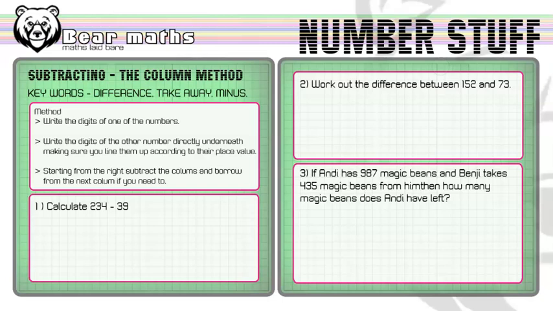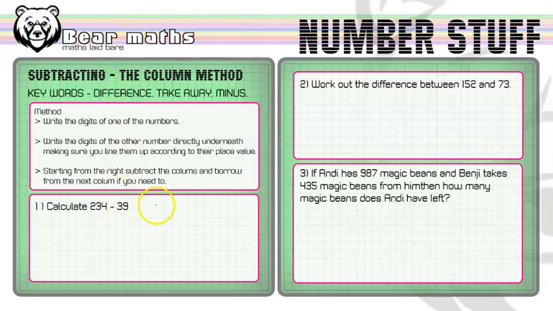This one is on subtracting, and we have to use the column method of subtraction. Again, I've written some keywords that you need to pay attention to and understand, and another method for you to follow. So in questions 1, 2 and 3 we've got slightly different things to do but very much the same skill. The first question asks us to calculate 234 take away 39.